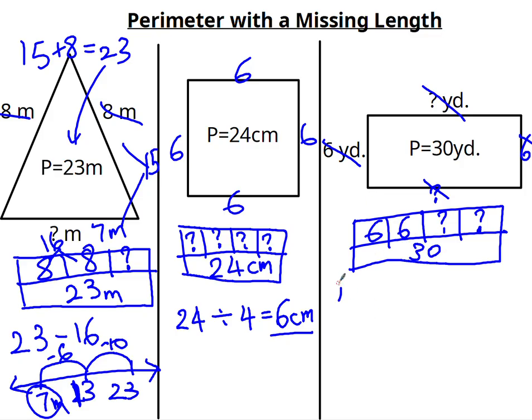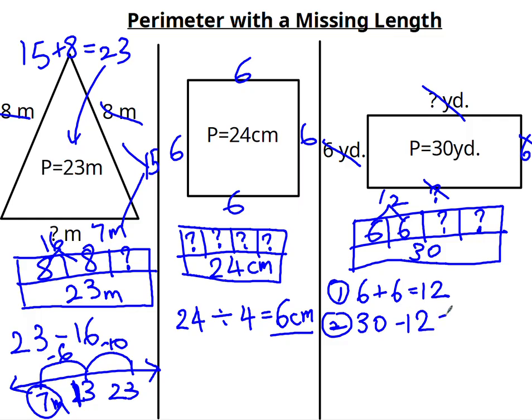In order to find the answer, step 1, we're going to add up the numbers that we know. 6 plus 6 equals 12. Step 2, subtract 12 from 30. 30 minus 12 equals 18.